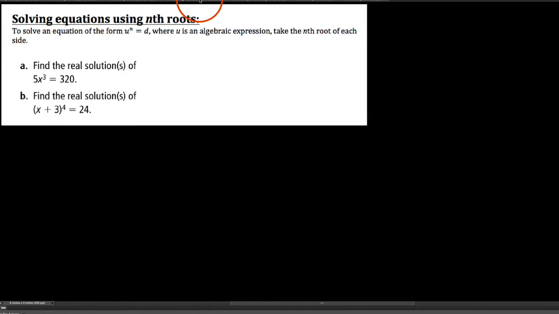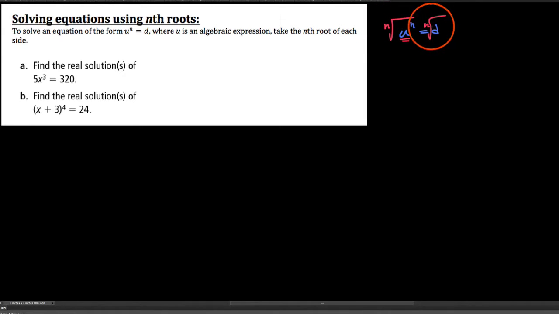Okay, YouTube, in this video we're going to explore how we can use nth roots to solve equations. That is, equations of the form u to the nth power equals d, where u is some algebraic expression. When we have equations of the form u to the n equals d, our primary method for solving these will just be to get the base that is being raised to this power of n by itself on one side, and once we do that, we'll just take the nth root of both sides.